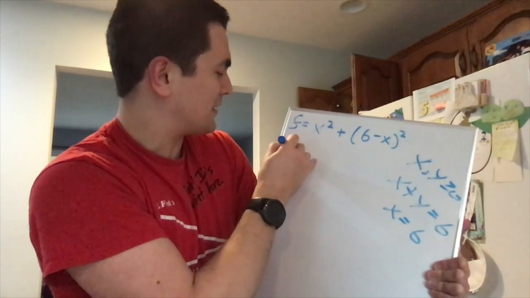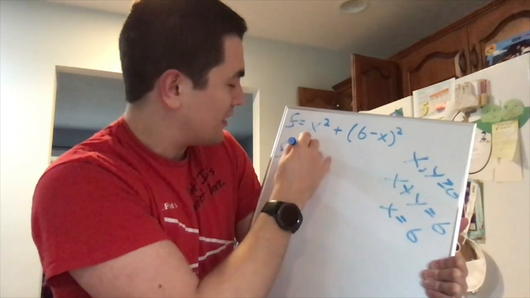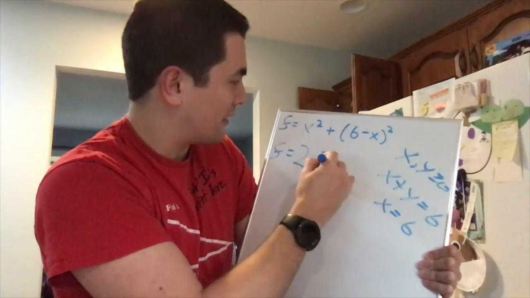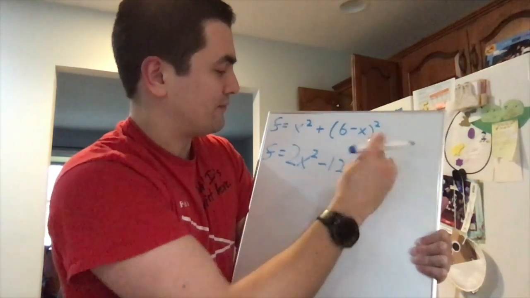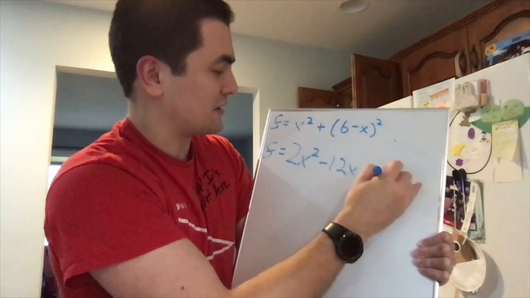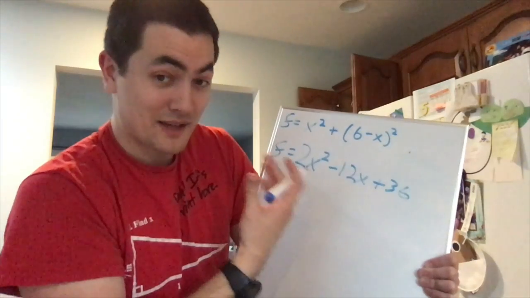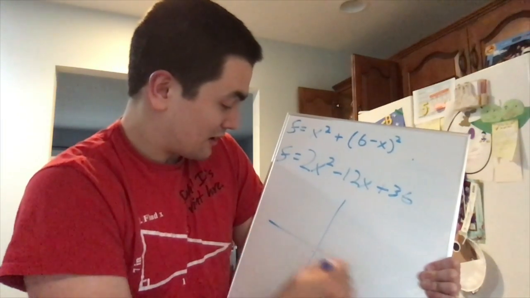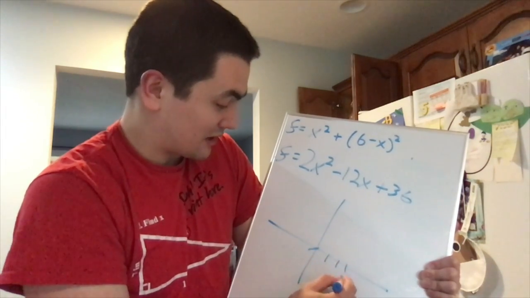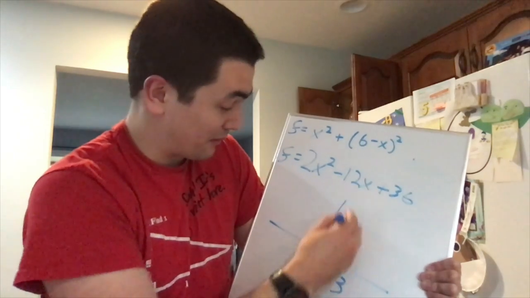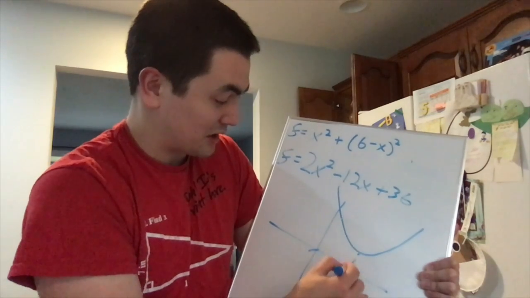And let me actually make this look a little bit more like a parabola. So if you FOIL this whole thing out, you'll actually get 2x squared minus 12x plus 36. Since this is a positive number and it's obviously a parabola, it looks like the minimum value happens when x is equal to 3, remember? So the minimum value is going to be right here.